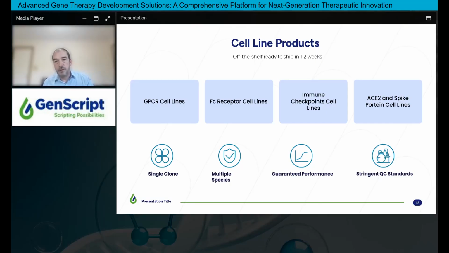Our off-the-shelf cell lines group into several categories. We have a very large number of cell lines focused on GPCR. We also have a large number of cell lines focused on FC receptors. And we have immune checkpoint cell lines for cancer research, as well as some cell lines for COVID research, for ACE2 and spike protein cell lines.